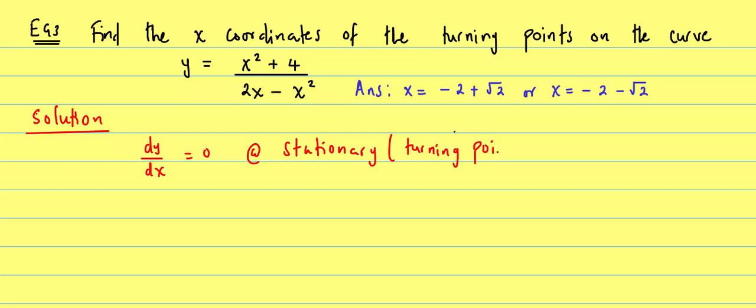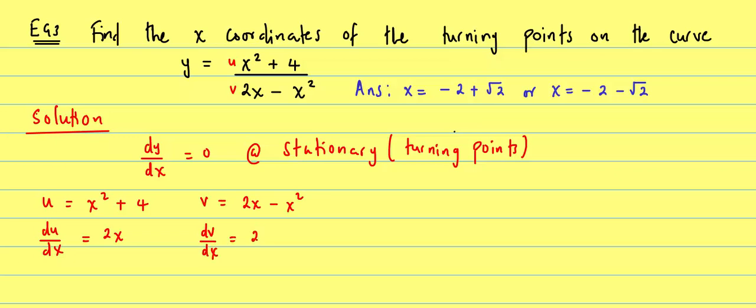So what we will have to do is find dy by dx. If you look at the given function, you can see that this is a quotient because you have a u and then you also have a v at the bottom there. So if u is equal to x squared plus 4, du dx is going to be equal to 2x. If v is equal to 2x minus x squared, dv dx is going to be equal to 2 minus 2x.